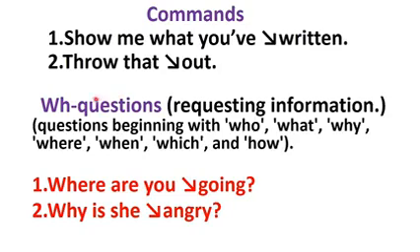Let us look at another example in WH questions. WH questions with falling tone. WH questions normally request information. They are questions requesting information, and they begin with who, what, why, where, when, which, and how. Let us consider the examples. Where are you going?